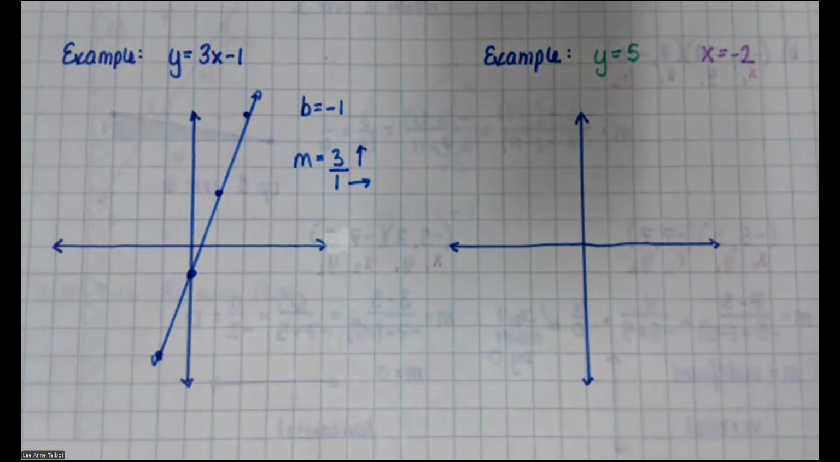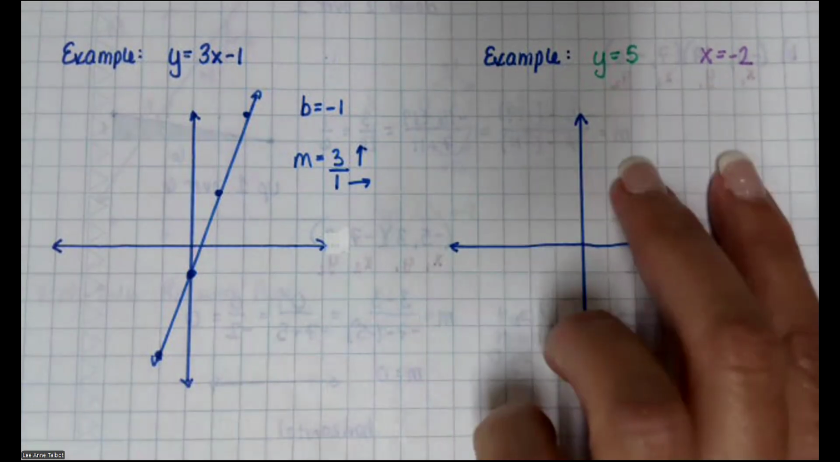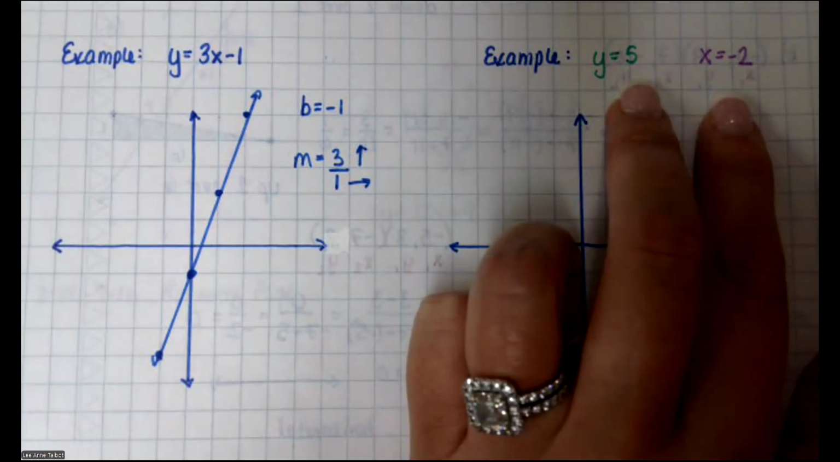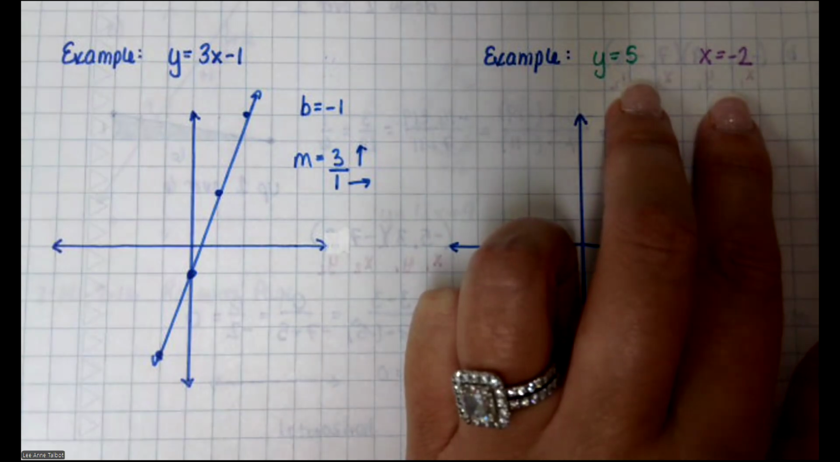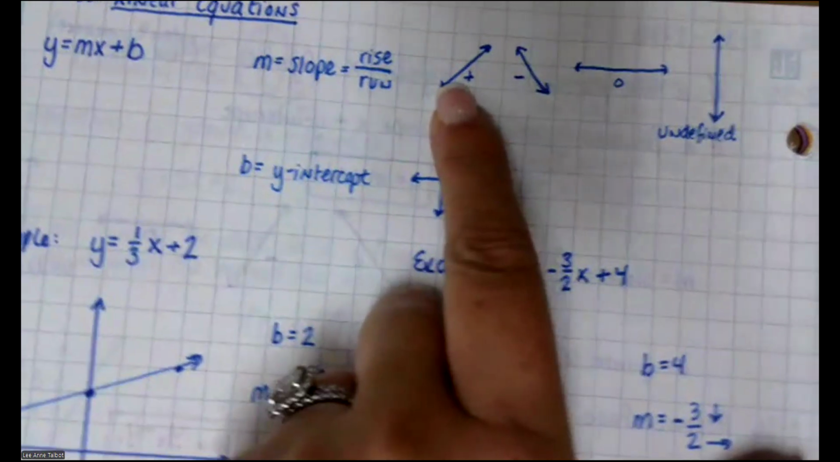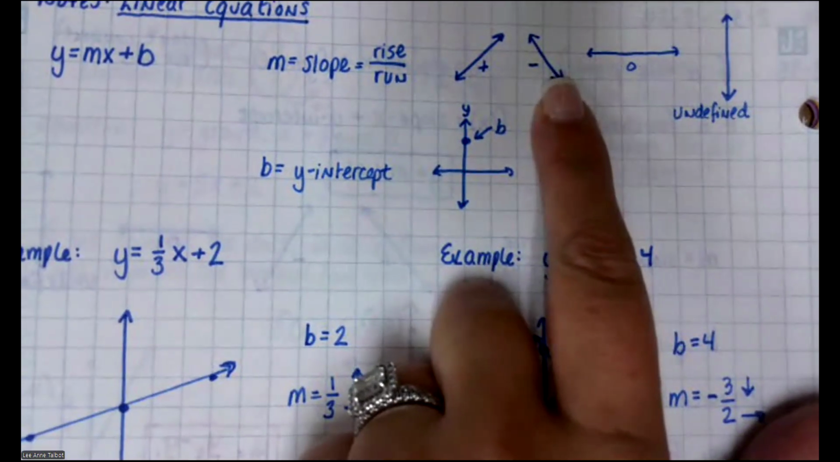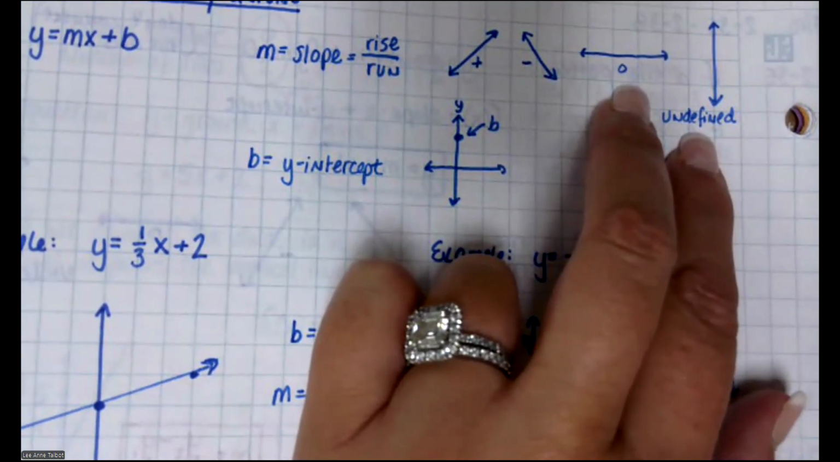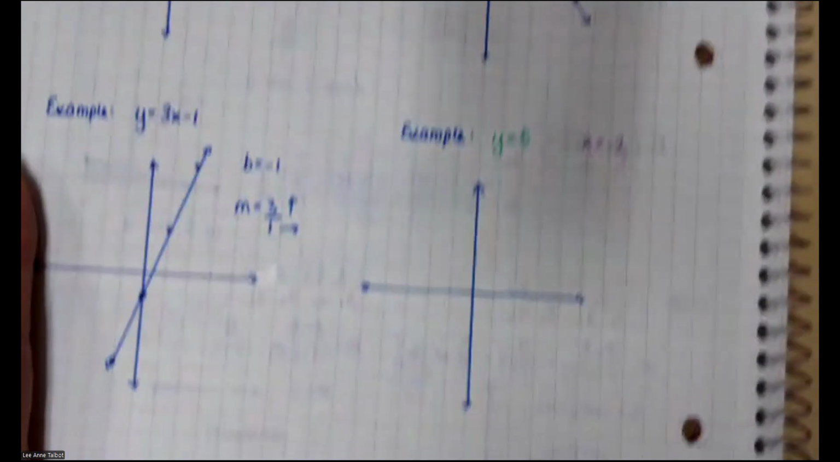Okay, last one. Notice I did these in different colors. The reason is because it gets confusing with the X and Y axes because these are horizontal and vertical. Okay, so do you remember how I said that some slopes are positive, some slopes are negative? And now we need to talk about how to graph a slope that's 0 and how to graph a slope that's undefined.